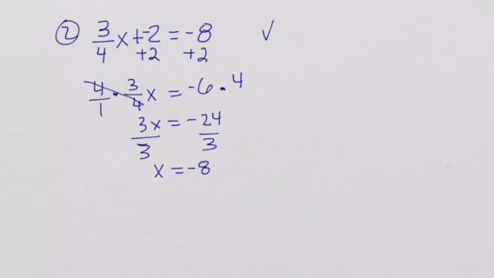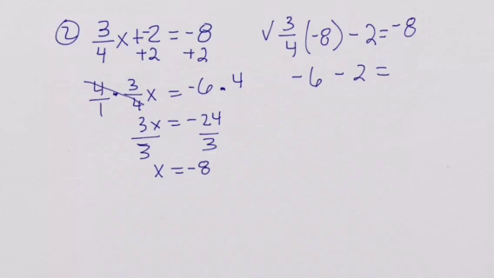Now we're going to check it. 3/4 times negative 8 minus 2 is equal to negative 8. So 3 times negative 8 is negative 24. Negative 24 divided by 4 is negative 6. Minus 2 is equal to negative 8. We're going to add a line and change the sign. Negative 8 is equal to negative 8.